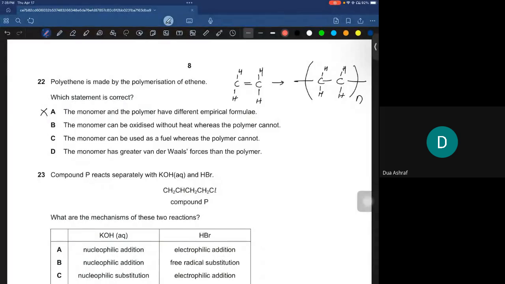Option B: the monomer can be oxidized without heat, whereas the polymer cannot. If you remember, we did oxidation of alkene by hot and by cold potassium manganate, so in the cold we were not providing any heat. It may be correct, but we have to check options C and D as well. The monomer can be used as a fuel, whereas the polymer cannot. No, it's incorrect. The polymer has greater van der Waals forces. So option B is correct.